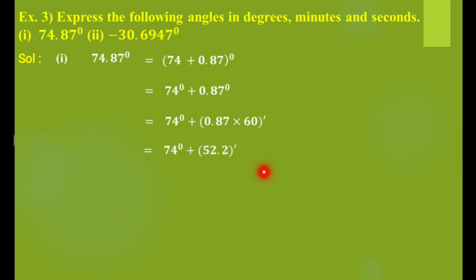We get 52.2. So after multiplying 0.87 by 60 we get 52.2 minute. So we separate again here 52 minute and 0.2 minute. So we write here this 52 with this 74 degree. So we write 74 degree and 52 minute, and from 52.2 we write 52 minutes separately and this 0.2 minute. Now we reduce the 0.2 minute to second.